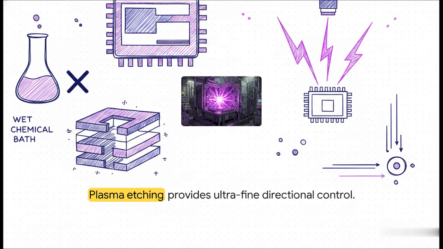Step 2 is etching. Look at the intensity of that glowing purple plasma. Etching's job is simple in theory but super delicate in practice. It strips away the unwanted material that isn't protected by the photoresist stencil we just made. While some factories can use wet chemical baths to wash material away, getting the ultra-fine directional control we need for modern chips requires the dry plasma etching you see right here.